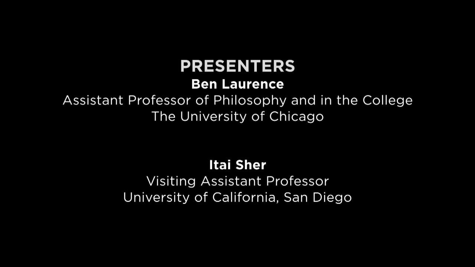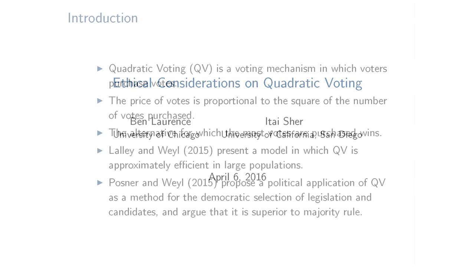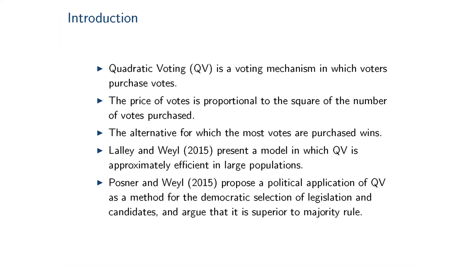So we're going to be speaking about some ethical considerations on quadratic voting. It's a voting mechanism in which voters purchase votes. The price of votes is proportional to the square of the number of votes that's purchased. And the alternative for which the most votes have been purchased wins.